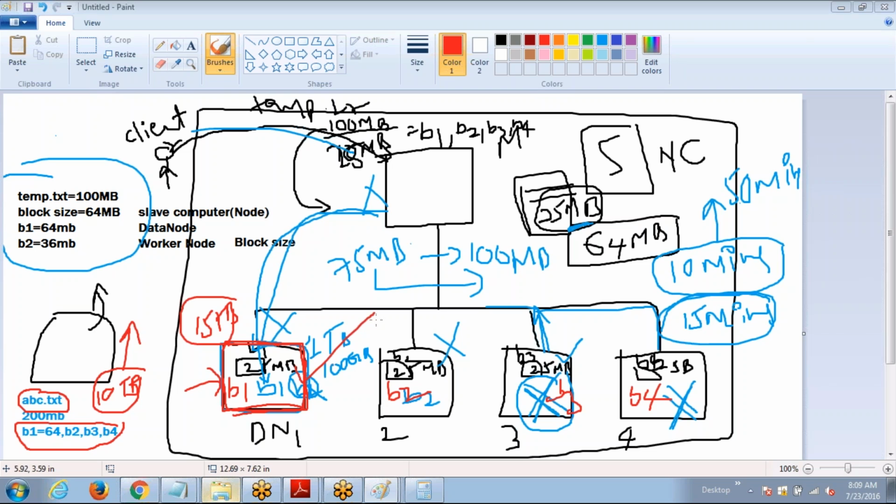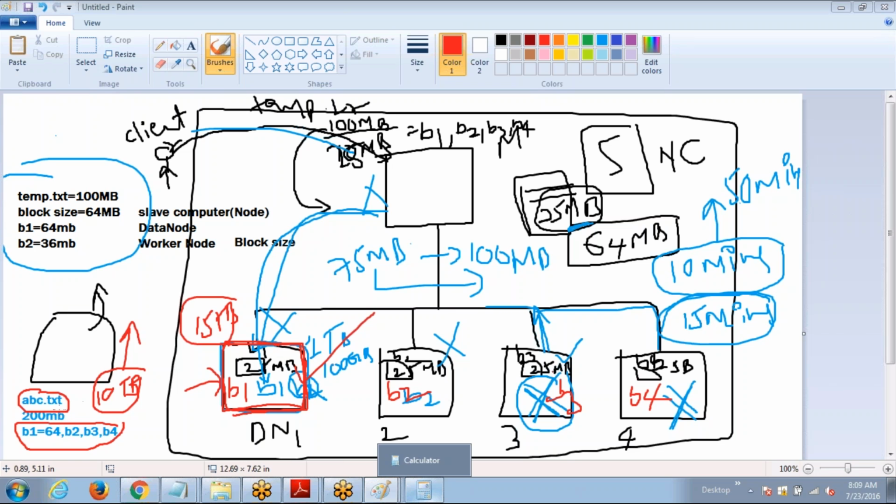So instead of storing the entire data in a single computer and making use of only a single computer, even though you have a distributed cluster here, we are going to distribute each block across the data nodes. That is how you are going to get the parallel processing. That may confuse you a little bit, but if you think it through, you will understand very easily.